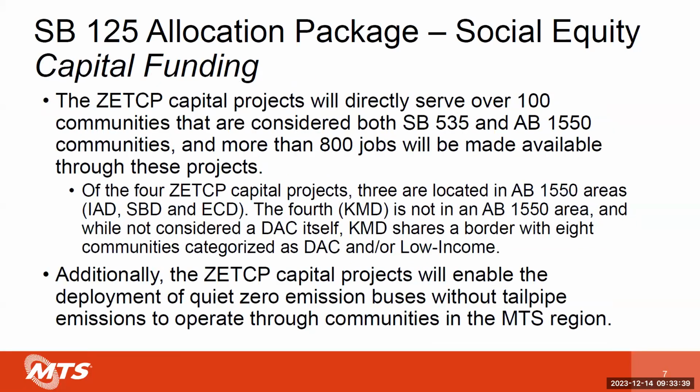For the capital funding, we're proposing improvements at four of our bus divisions for the ZEB infrastructure. These projects will directly serve over 100 communities that are considered both SB 535 disadvantaged and AB 1550 low-income, and more than 800 jobs will be made available through the construction of these projects. Three of these projects are located within AB 1550 and SB 535 areas. That's in South Bay, East County, and downtown. The fourth, in Kearney Mesa, is not in either AB 1550 or SB 535. However, the KMD Kearney Mesa division does share a border with some low-income communities under AB 1550.